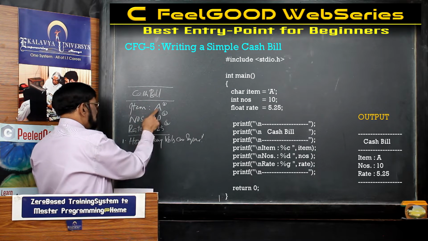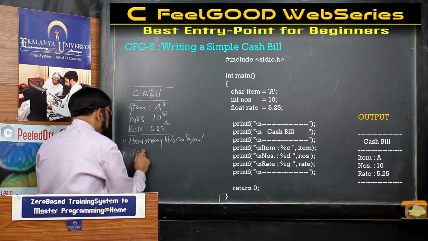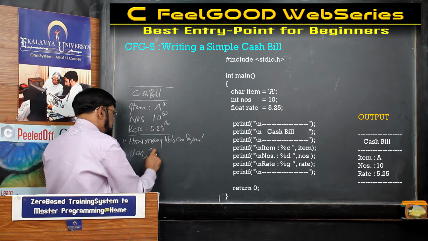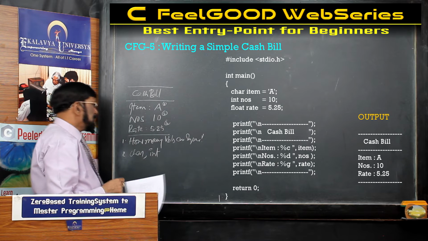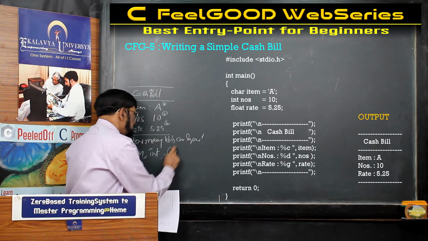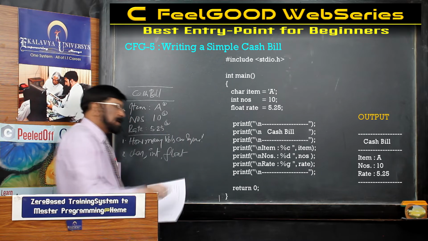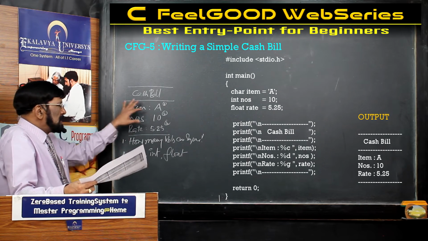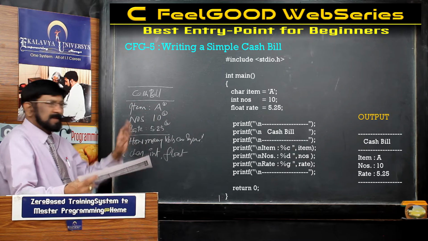So, first one, for A, what you require? Item name, char. Second one, numbers. You take it as an int, whole number, 10. Rate, already I told you, for rate always you declare as a float. So, second question is answered: what are the appropriate types for all the variables.